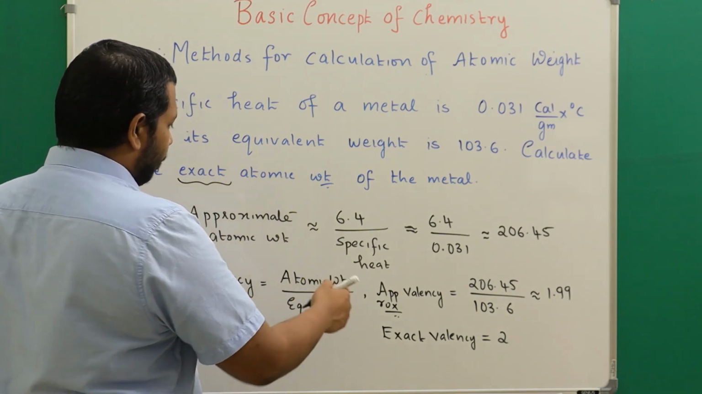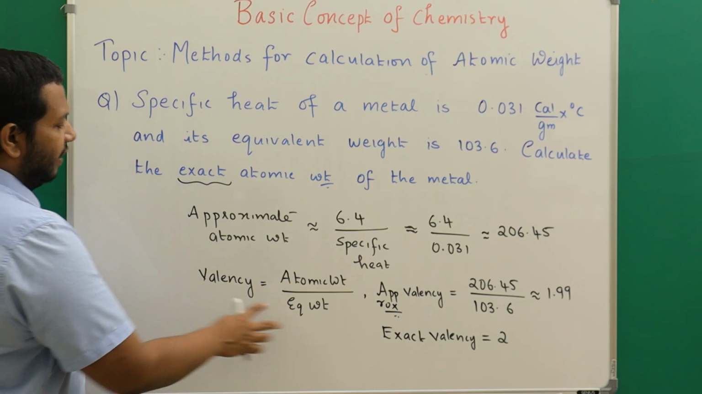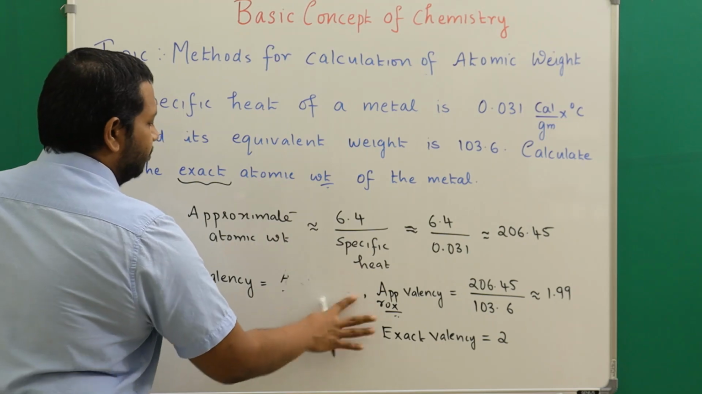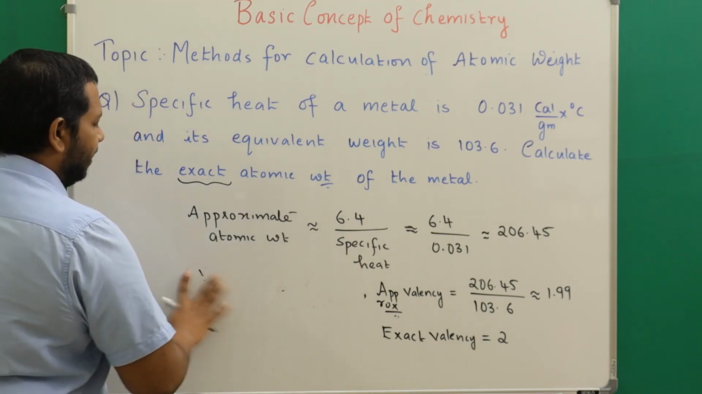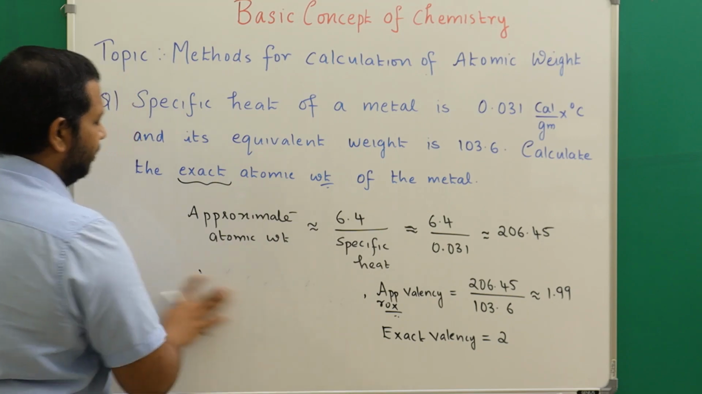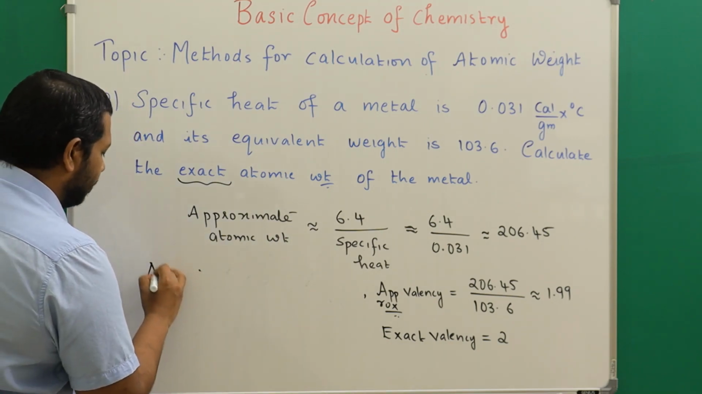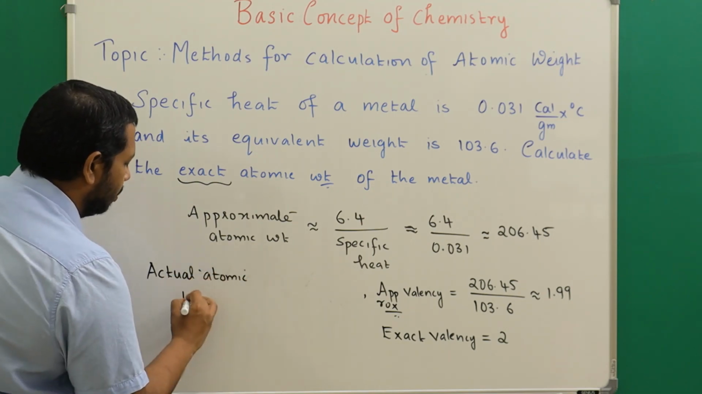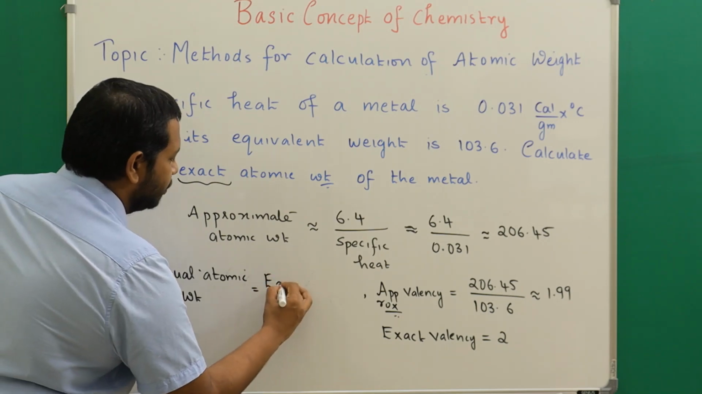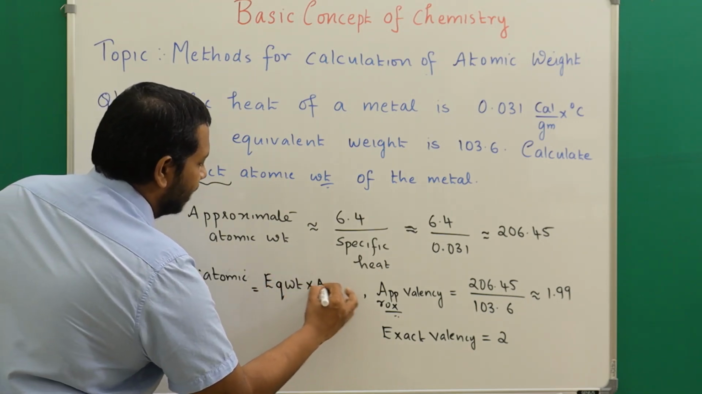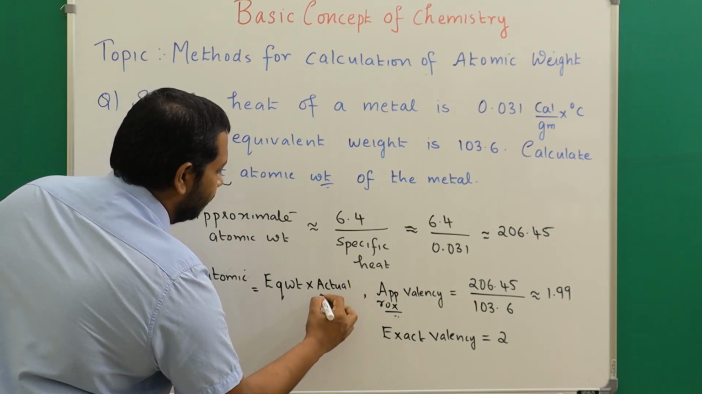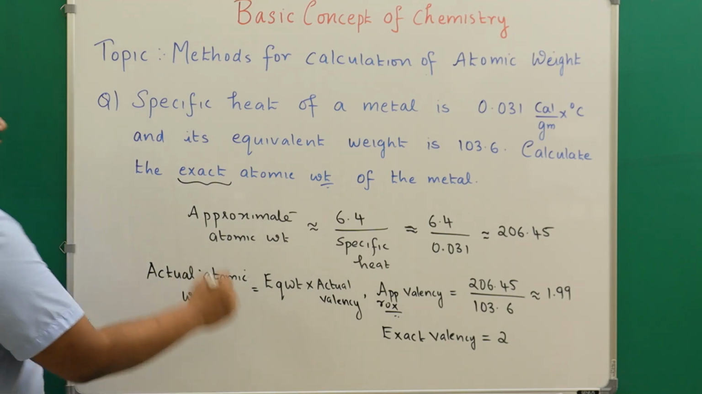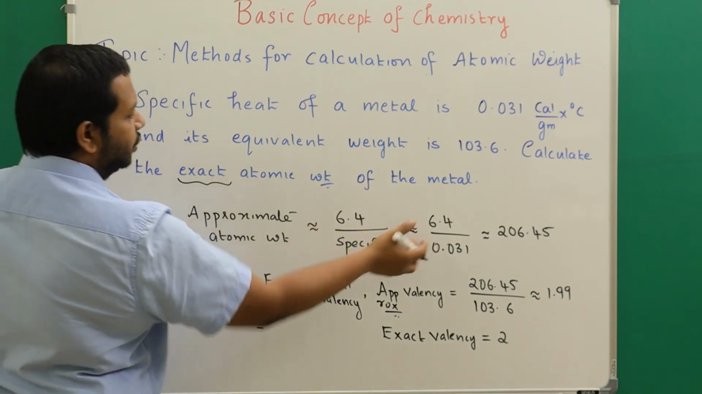Now tell me, the actual atomic weight will be what? Equivalent weight into valency. So I can rearrange this equation. I can write here: actual atomic weight is equal to equivalent weight into actual valency, or exact valency, anything you can say. The equivalent weight is the same, it is not changing.